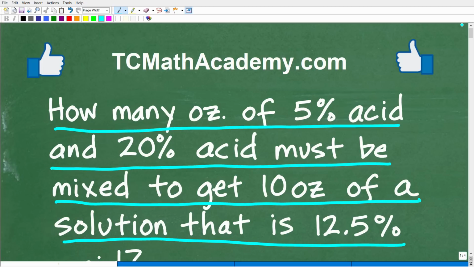Then, of course, I'm going to go through all the necessary steps to solve this problem. And this problem is what we call a mixture problem in algebra. It's a very typical, kind of classic type of problem. And if you are a student taking first or second year algebra, college algebra, pre-calculus, courses like this, you must know how to solve these type of problems. So you definitely want to pay attention.